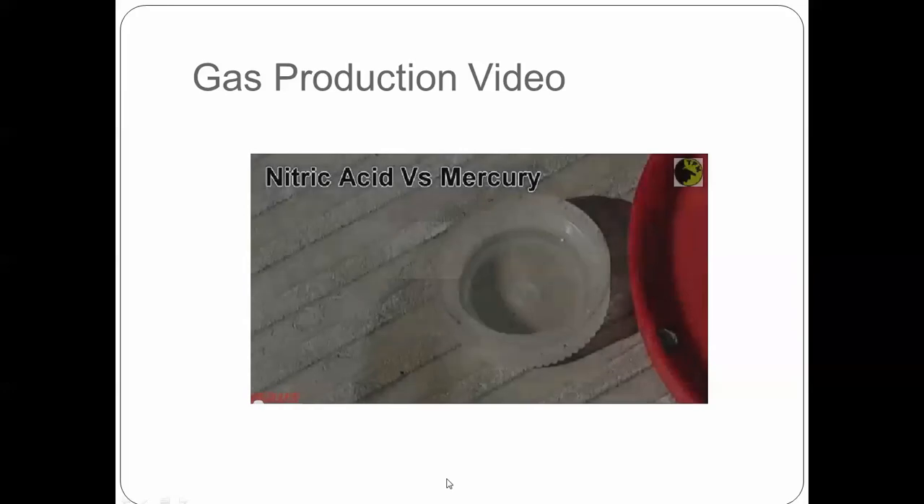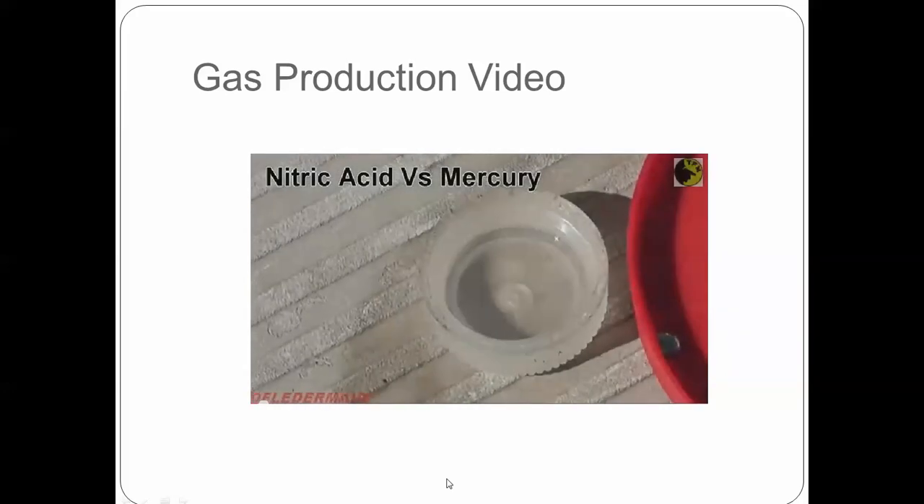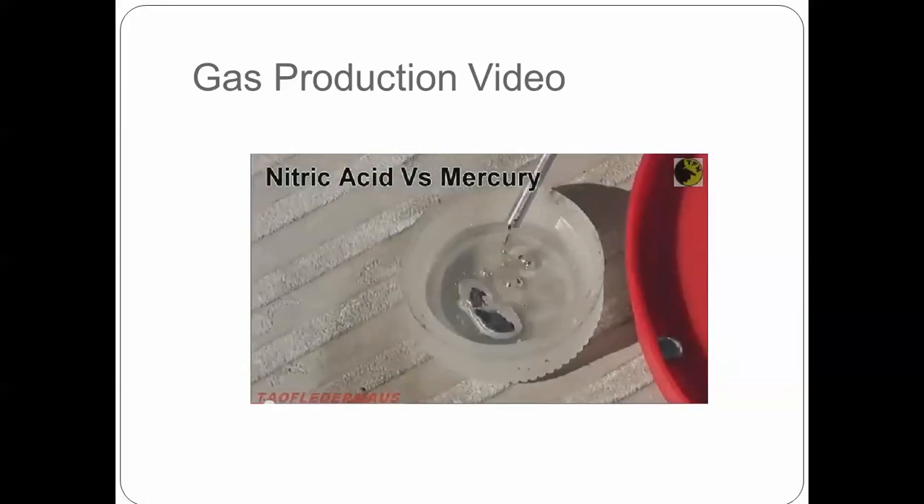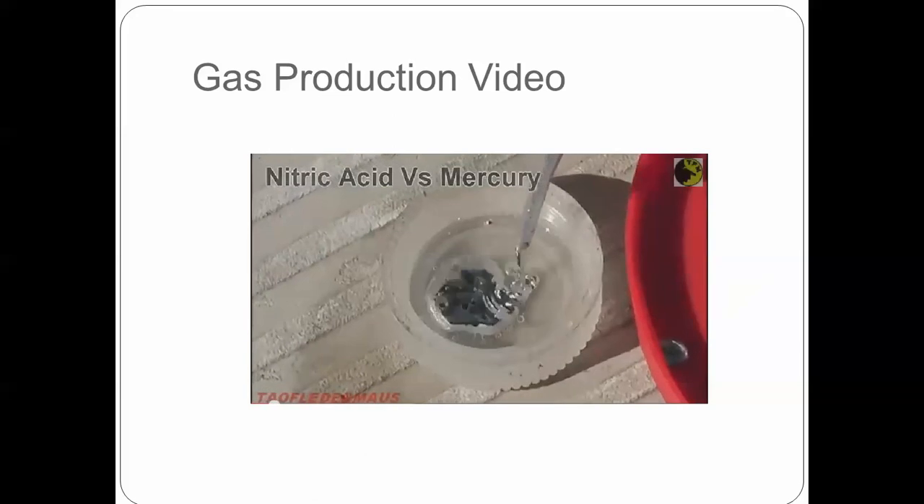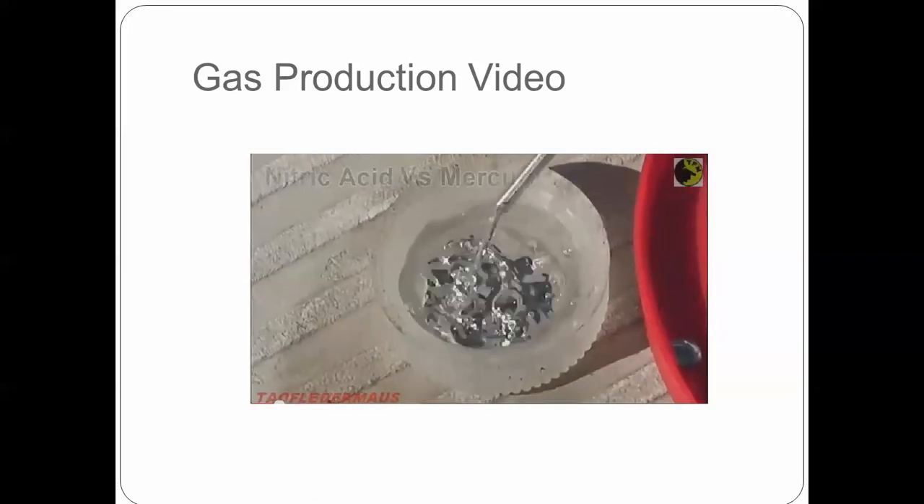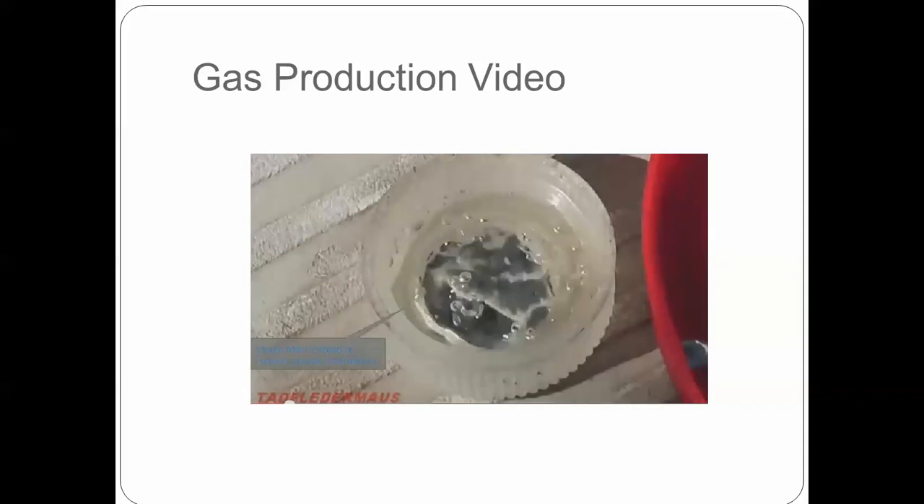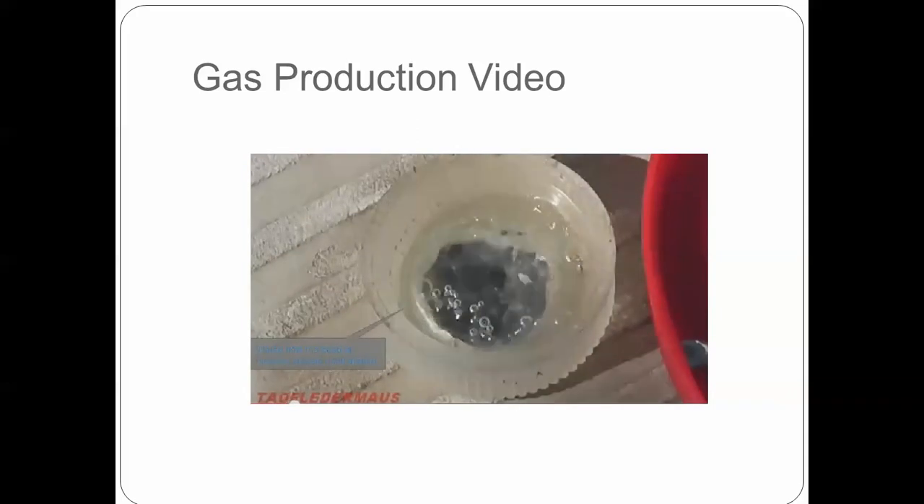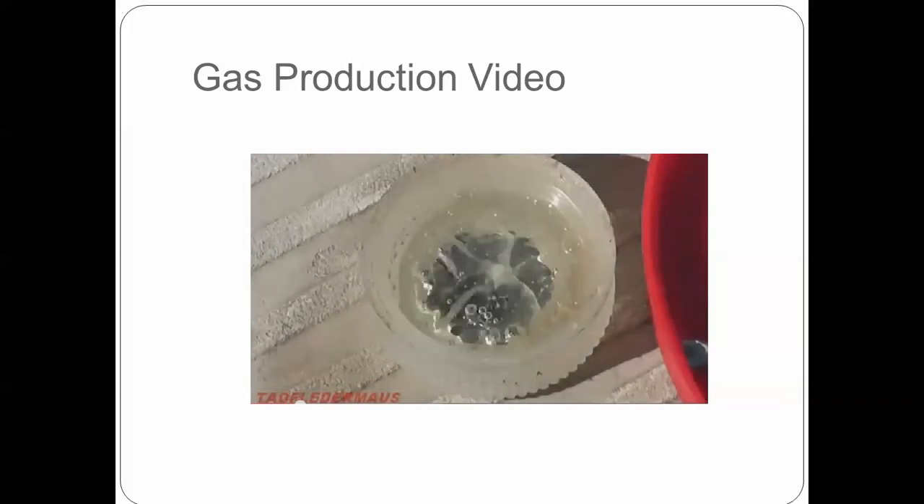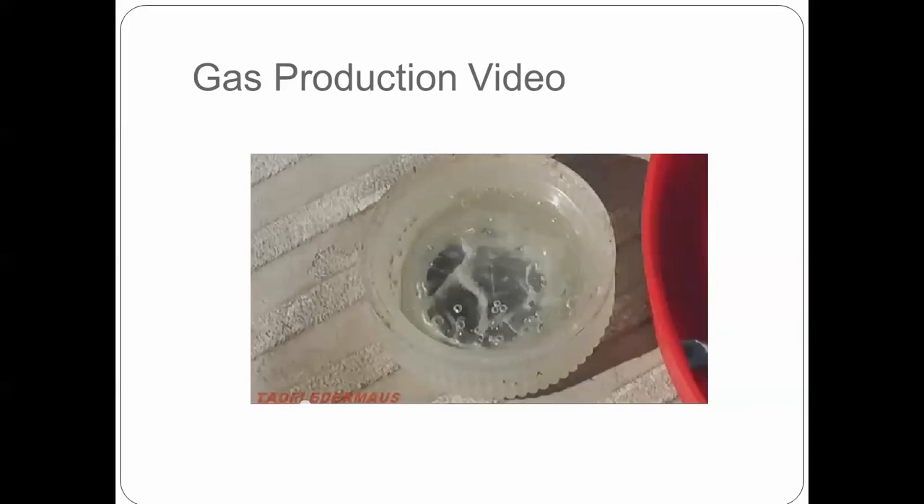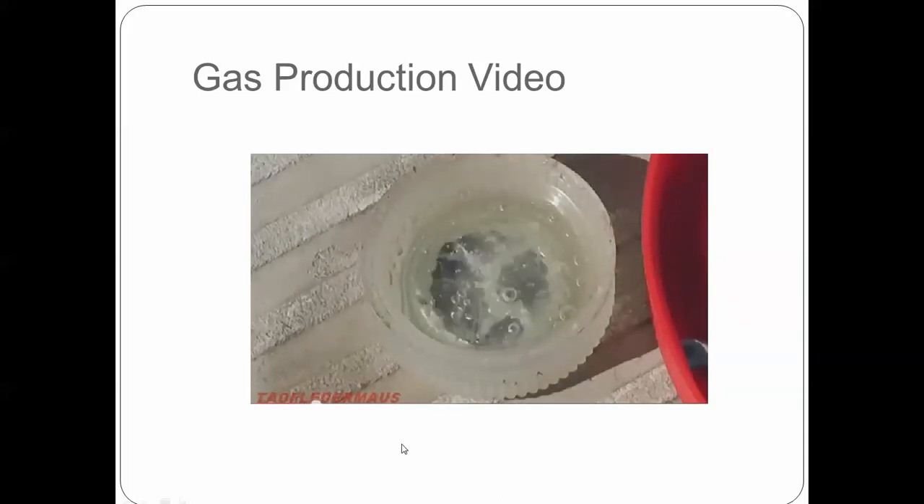In this video, we're seeing nitric acid and mercury being added to the nitric acid. You can see the mercury is the silver liquid that's being poured in. As the reaction occurs, there are bubbles forming, and this continues until the reaction resolves itself.